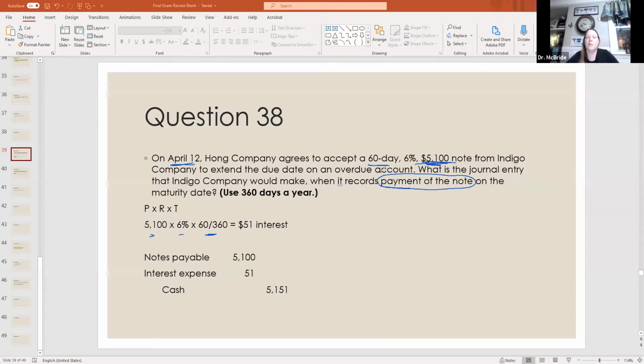Don't get confused on this one. There's a homework question where it's like a payment was made to extend the due date on an overdue account. This only matters when you record the initial entry where you issue the loan. It has nothing to do with when there's payment made on the loan.